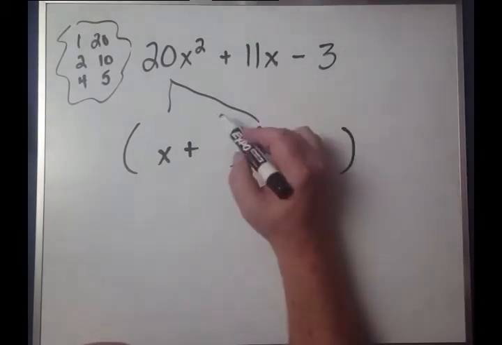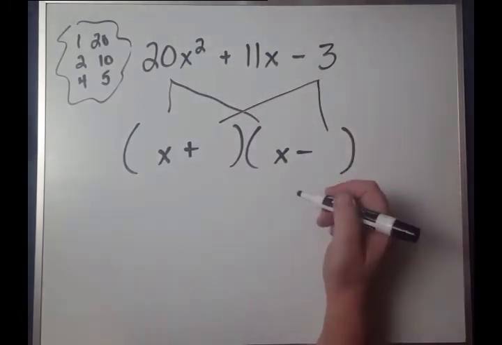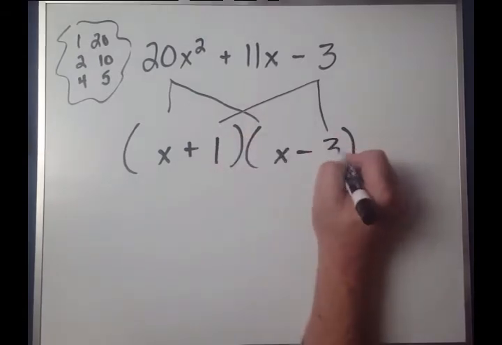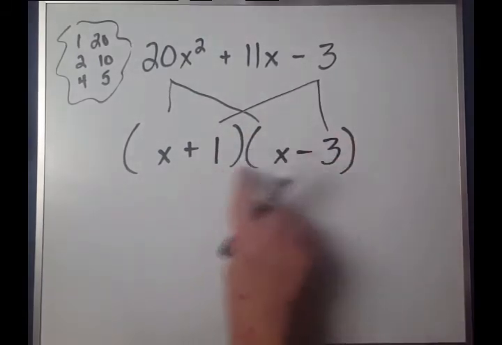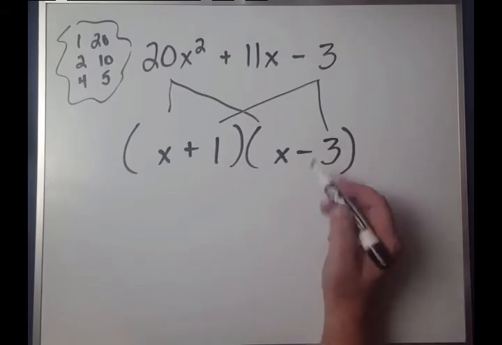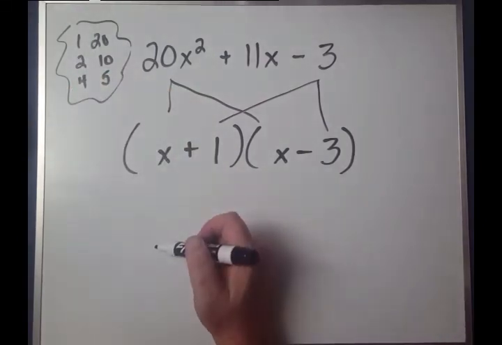What else do we know? Well, my last term is a 3, and there's only one way to factor a 3. It has to be a 1 and a 3. Now at this point I am guessing at which one goes with the plus and which one goes with the minus. But it's got to be 1 and 3 or 3 and 1. That's the only way a 3 can fall apart. So now we start guessing how that 20 is going to fall apart.